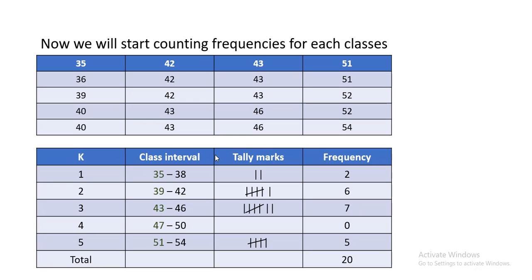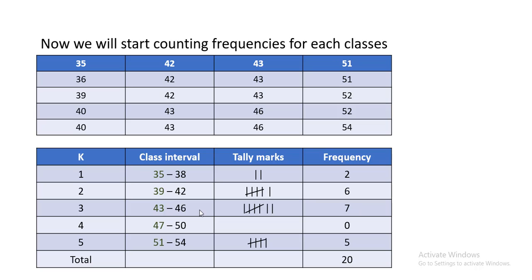Okay, so now we will start counting frequencies for each class. This was the data that was given to me, and I wanted to find the frequency for all respective classes. For class 1, the range is from 35 to 38. Now we'll go back to the data and see how many observations lie between 35 and 38. I've already made a column of tally marks. So 35 and 36 appear in this class range, 39 does not, so there are only two values in class 1. I've made 2 tally marks, and corresponding to these I have written the frequency as 2.